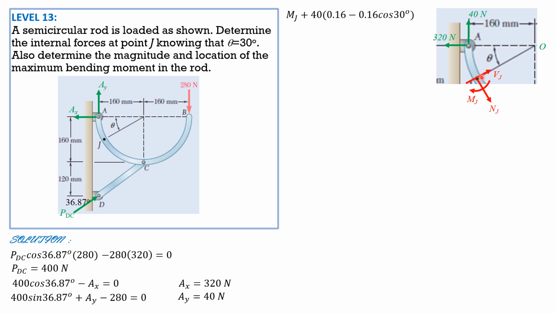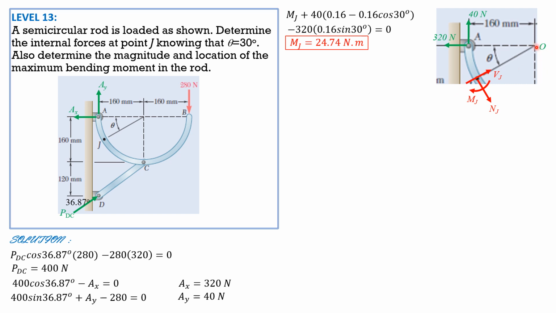This vertical distance is 0.16 radius sine of theta, minus 320 times 0.16 sine of 30 degrees equals 0. So we can now solve for Mj. Mj is equal to 24.74 newton-meters. So the question is internal forces. I computed Mj first to avoid two equations with two unknowns.